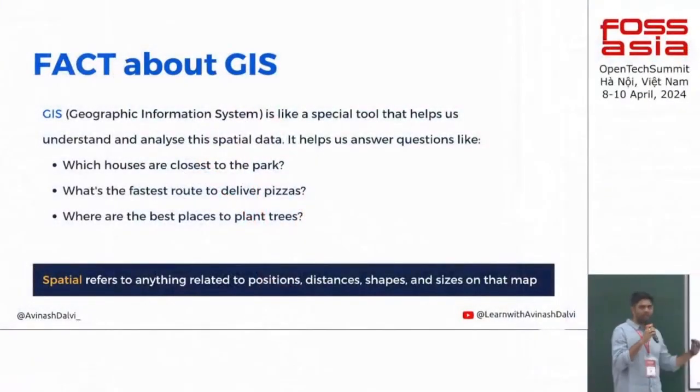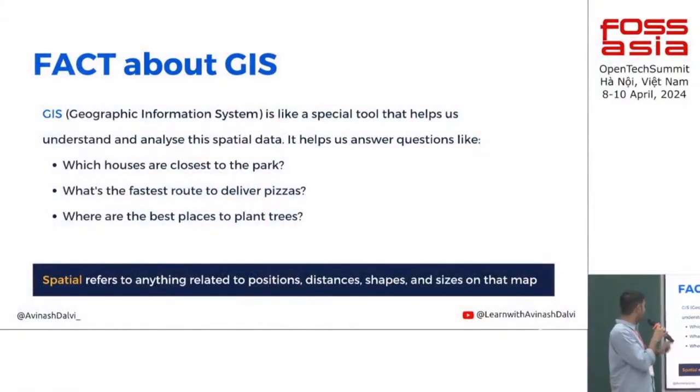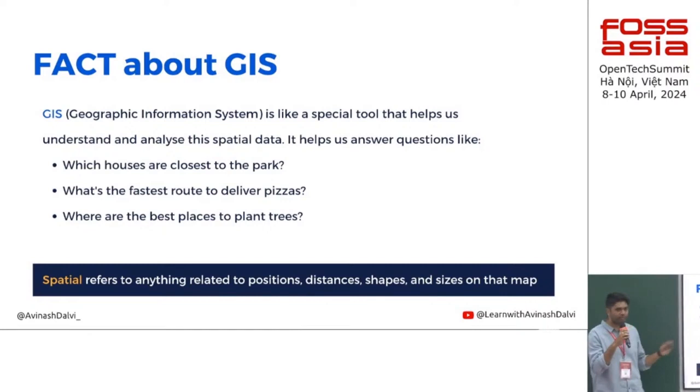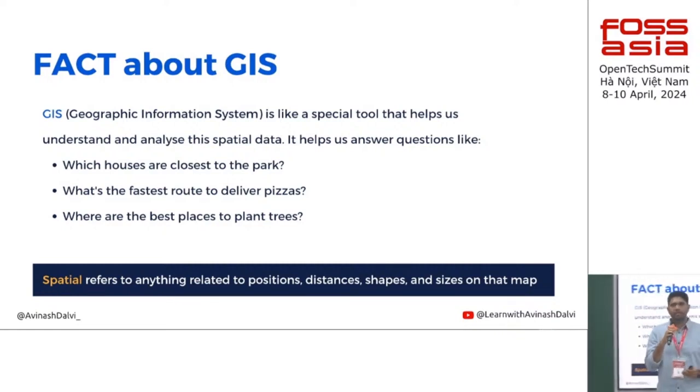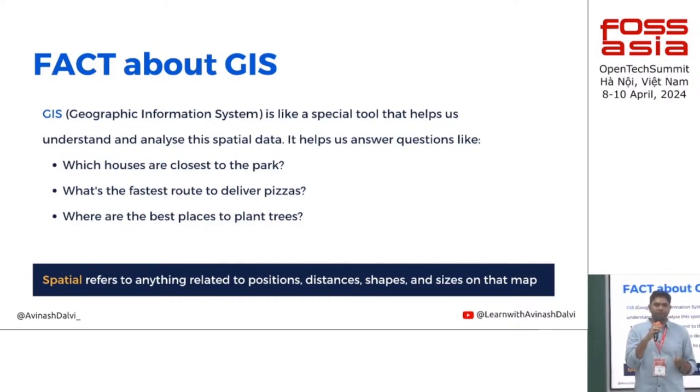So let's first understand the facts about GIS. I think maybe all of you might know the full form of GIS: Geographic Information System. It's a special tool that helps us understand and analyze spatial data. By spatial data, I mean data which talks about a geo coordinate. We will always have geo coordinates along with it. If I'm taking a particular point, it might be one point, or it can be multi-point. We'll talk in the next slide about what kind of data types come across.